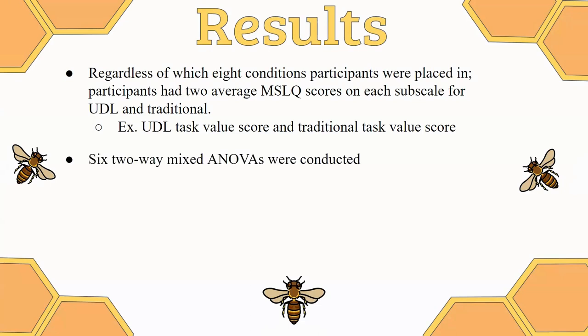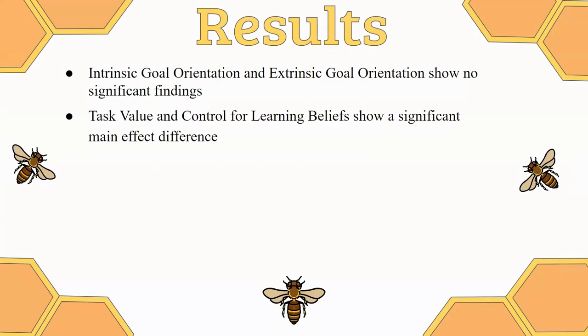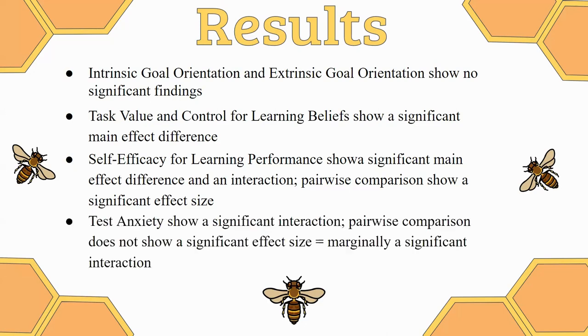6 two-way mixed ANOVAs were conducted. Intrinsic and extrinsic goal orientation showed no significant findings. Task value and control for learning beliefs showed a main effect difference. Self-efficacy for learning performance showed a main effect difference and an interaction. Pairwise comparison showed a significant effect size. Test anxiety showed an interaction. Pairwise comparison did not show a significant effect size, meaning the interaction was marginally significant.